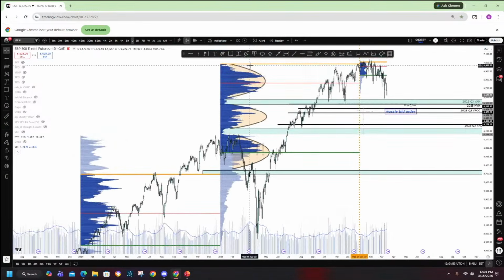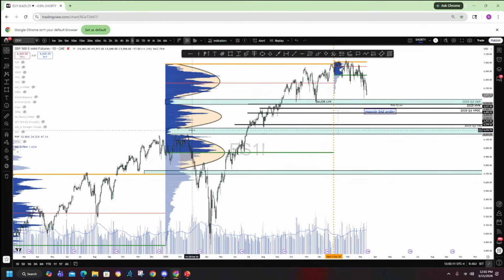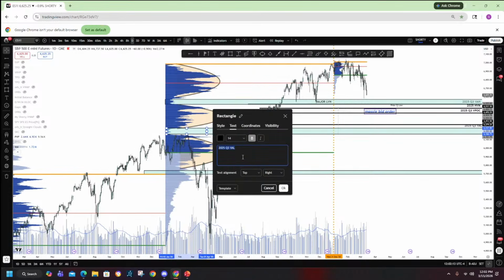Does that make sense? At least when you look at this profile, you should keep these levels, the green zones, on your charts at all times. You can call it whatever you want, major, LVN, maybe put it inside, center, like this one here. Say major.